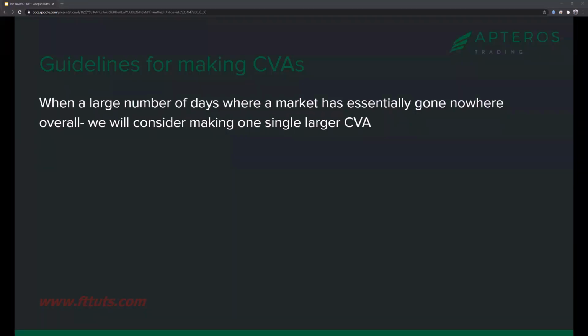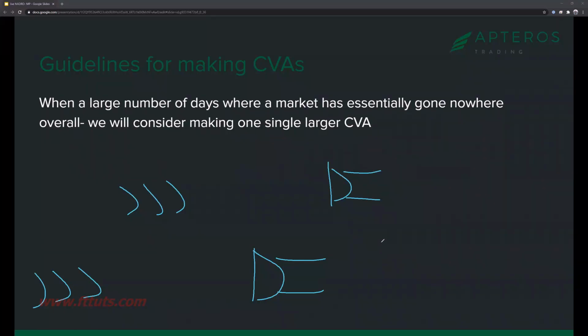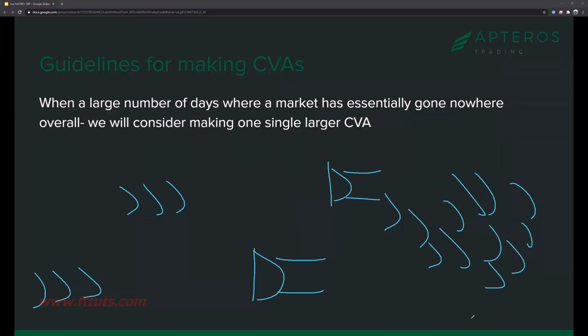When a large number of days where a market's essentially gone nowhere, we'll consider making one single larger CVA. I kind of alluded to that with my 4-day example there, but typically you're going to have multiple CVAs. So I'm just going to start getting quicker at drawing these: balance, balance, balance. You have a 3-day CVA, and then you came up and you had balance, balance, balance, right? So you're going to have a 3-day CVA here, a 3-day CVA here, and then let's pretend there's 20 more days and it does this. Well, guess what? Consider making a 20-day.